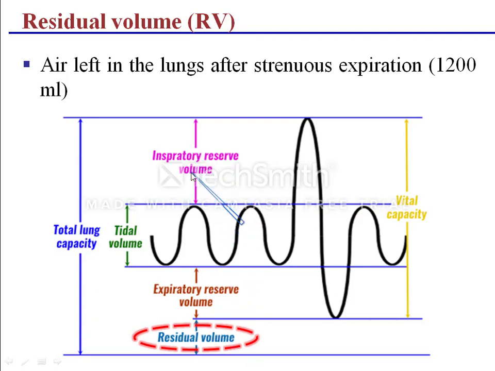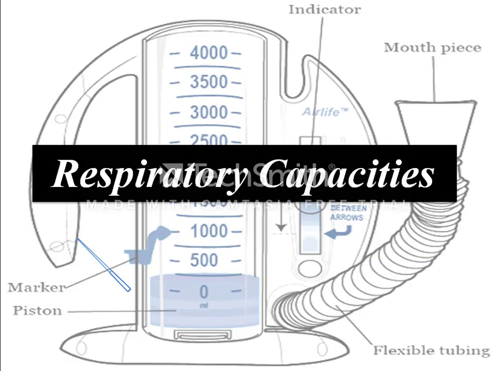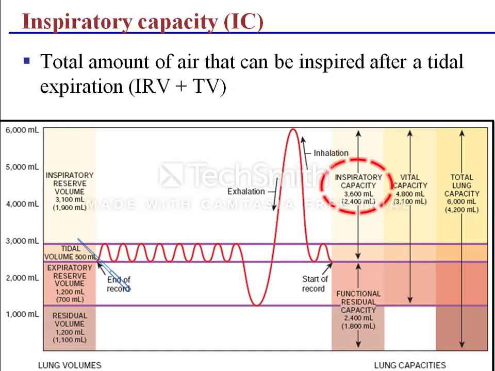So when we add up all these 4 volumes, they make up total lung capacity. Inspiratory reserve volume plus tidal volume plus expiratory reserve volume plus residual volume makes up total lung capacity. Now, capacities of the lungs. Inspiratory capacity, the total amount of air that can be inspired after a tidal expiration, is the sum of inspiratory reserve volume plus tidal volume, and it is about 3600 ml.